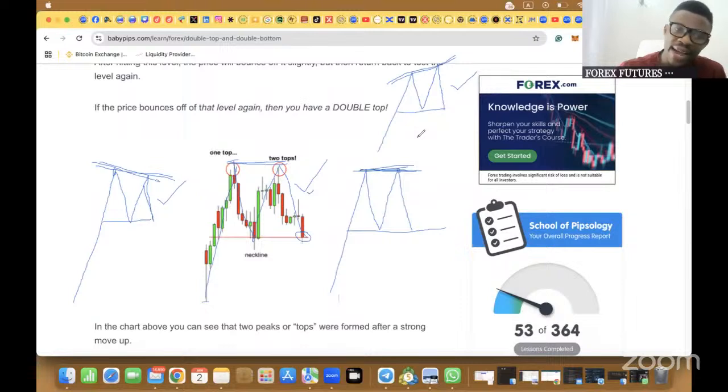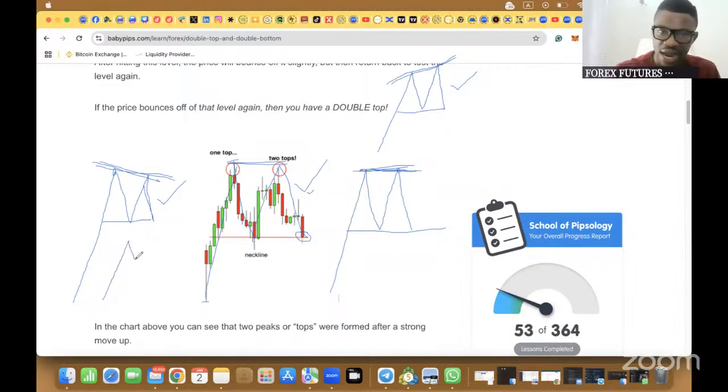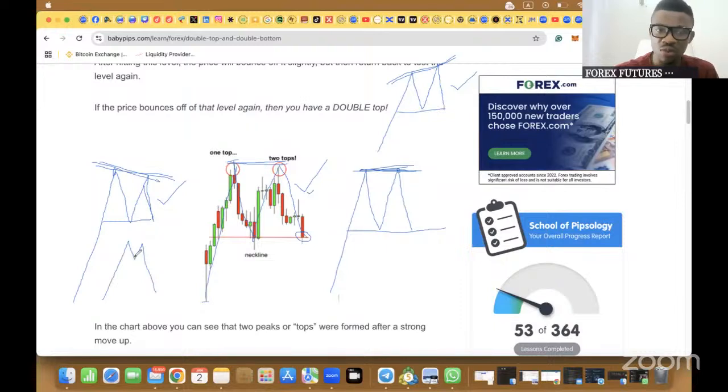Talking about the neckline, the neckline can also be manipulated. Sometimes the neckline cannot be the kind of neckline you see in the drawing. Sometimes they can be very small necklines.